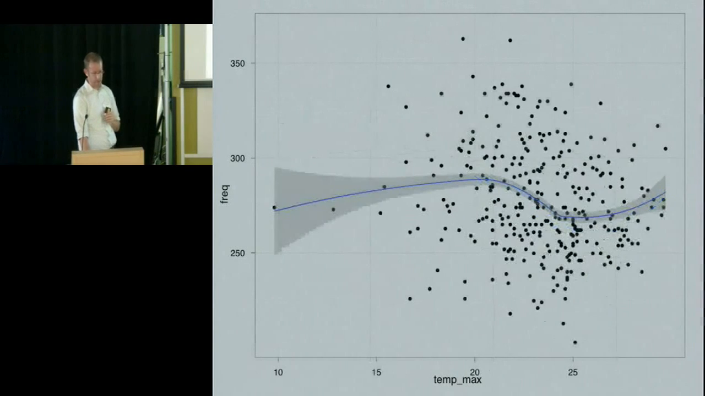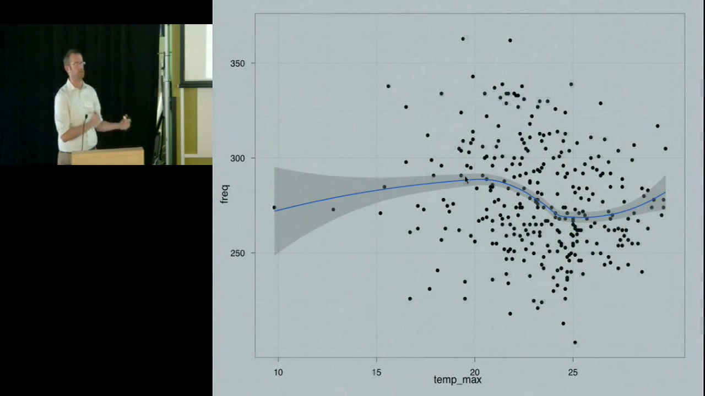We can also look at the maximum temperature. We don't see this relationship so strongly down here, suggesting that it's the minimum temperature of the day, it's cold that's killing people, not hot, unless it gets really, really hot.